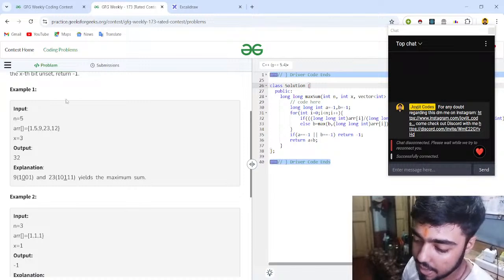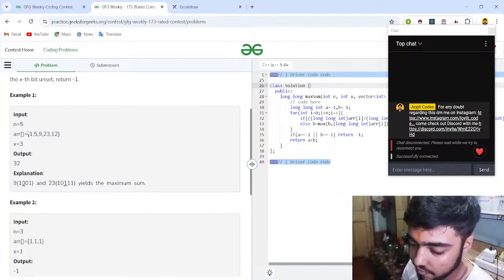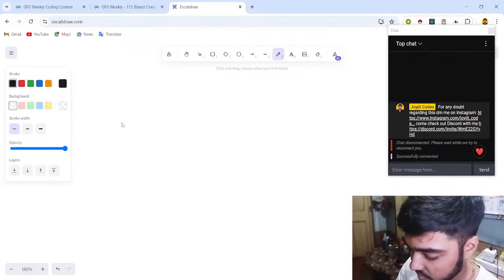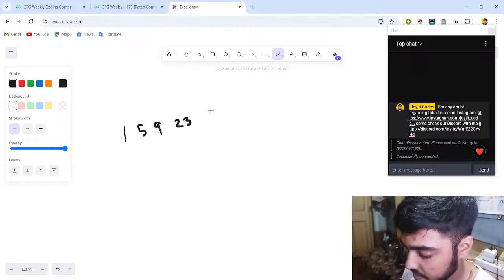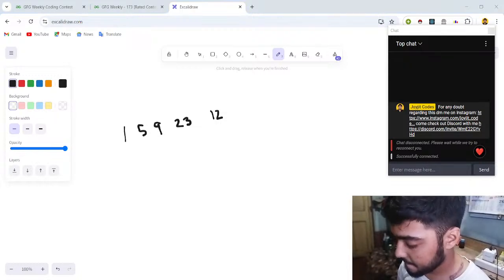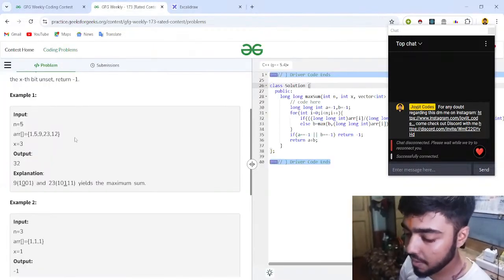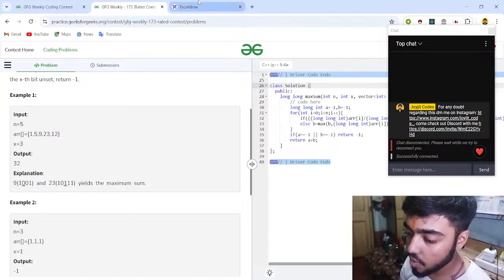Okay, so if we take this example, I'll just write it. 5, 159, 20, 12... 159, 23, 12. Now from this, 159, 23, 12, we have to find the maximum number for which the xth bit is not set and the maximum number for which the xth bit is set. How can we find it out?